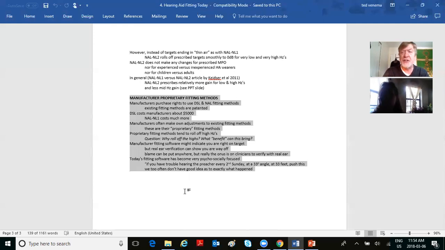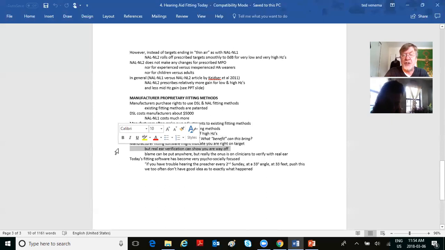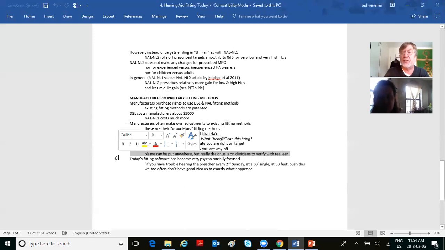Usually proprietary fitting methods are fairly brutal methods. They're really not that good. They tend to roll off the high frequencies especially. The software might indicate that you're way on target, but real ear verification can show that you are way off. Now the blame can be put anywhere, but really the onus is on clinicians to verify with real ear.